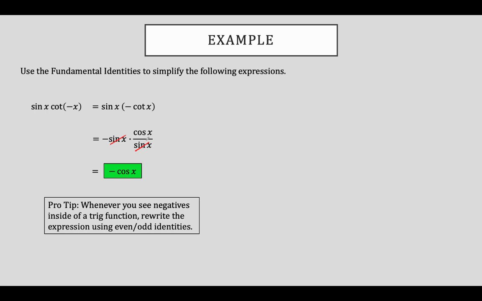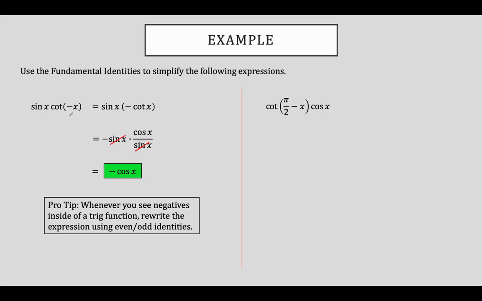Next pro tip. Whenever you see negatives inside of a trig function, rewrite the expression using even and odd identities. Again, it should be fairly easy to recognize when you want to use those even and odd identities. Do so when you see a negative x inside of our trig function.